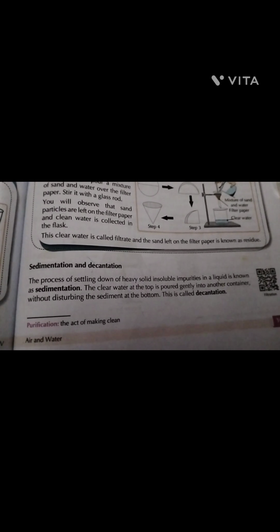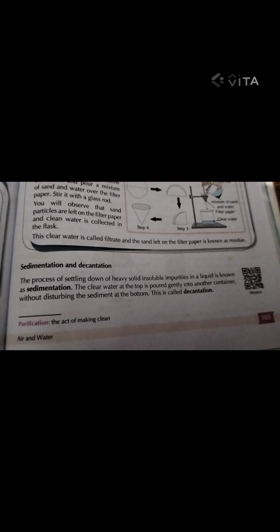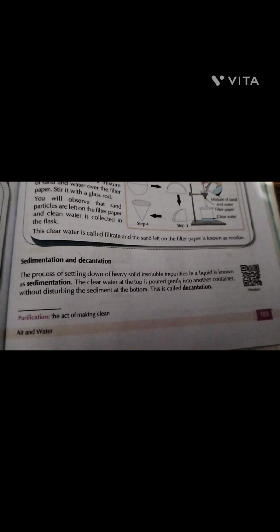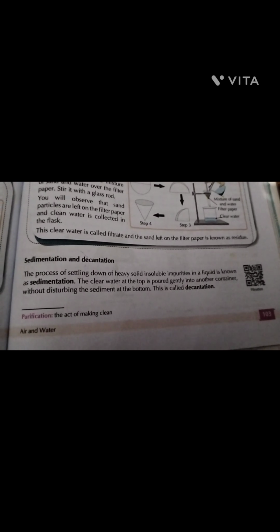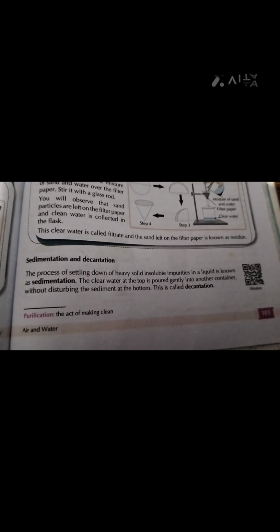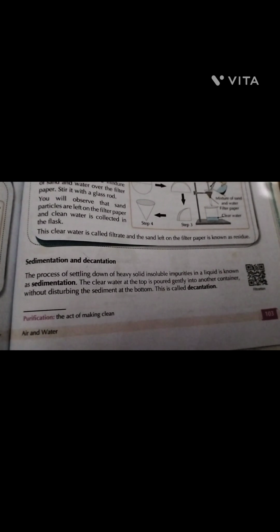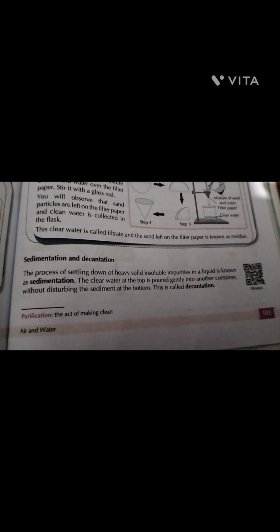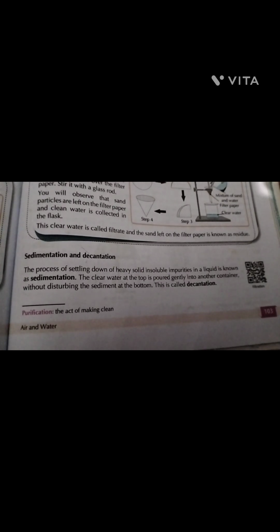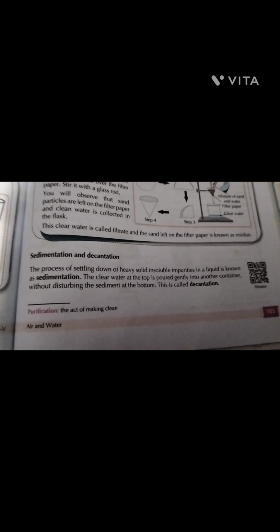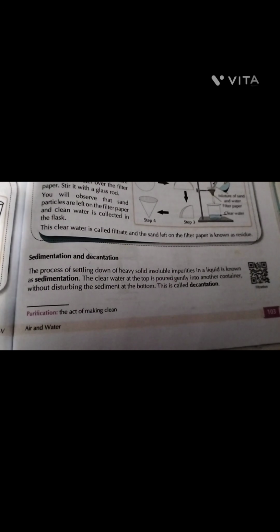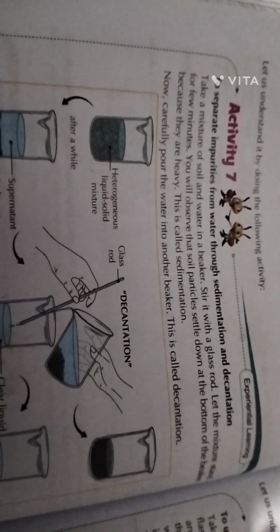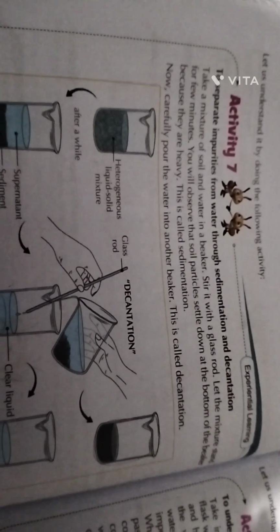Sedimentation and decantation: the process of settling down of heavy solid insoluble impurities in a liquid is known as sedimentation. The clear water at the top is poured gently into another container without disturbing the sediment at the bottom. This is called decantation. Let's understand it by doing the following activity.